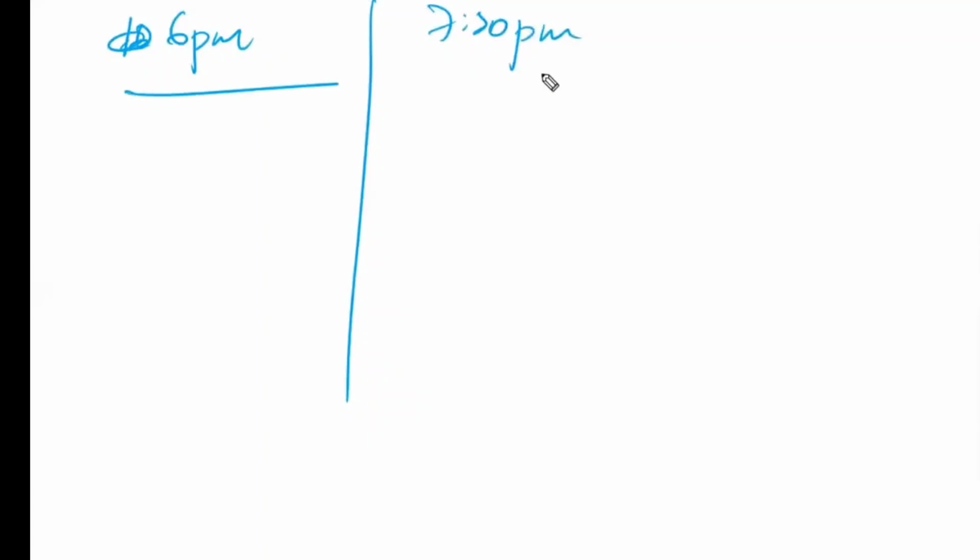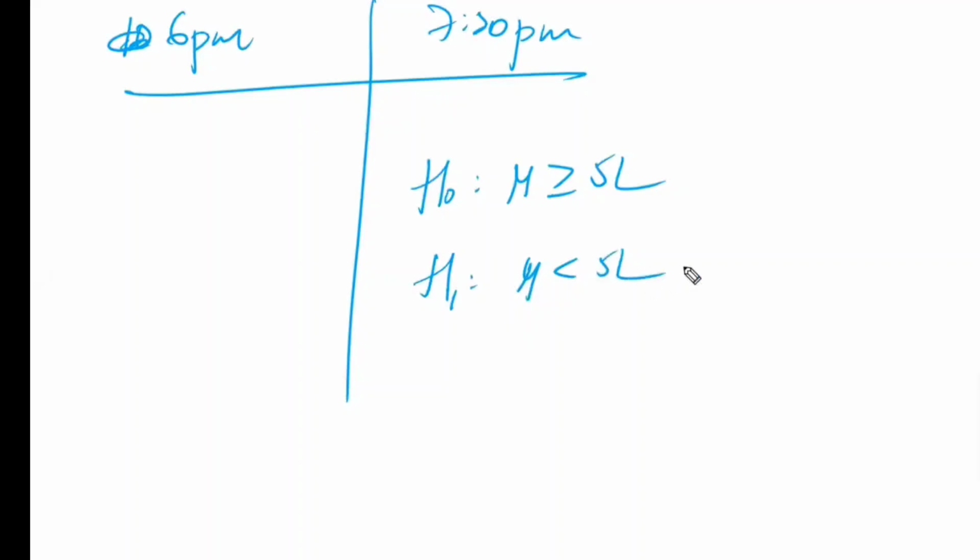If you have only 1, let me explain with a simple example. Students of the 6 p.m. batch are there. Students of the 7:30 batch are there. Both of them are my students only. Now, I want to check. My null hypothesis says that the students' average package is greater than 5 lakhs per annum. That is the null hypothesis. Alternate hypothesis: mu is less than 5 lakhs.